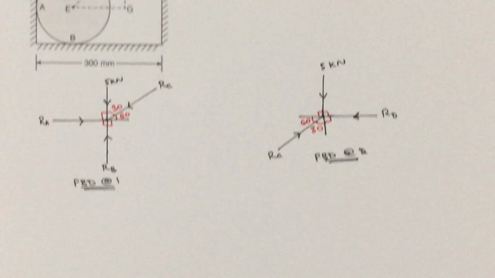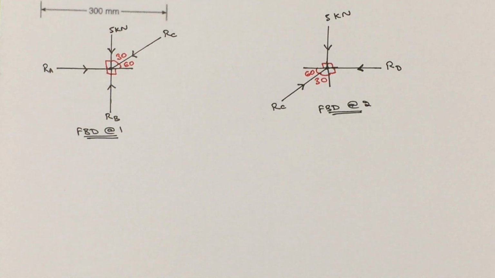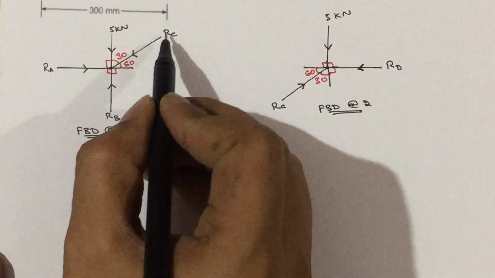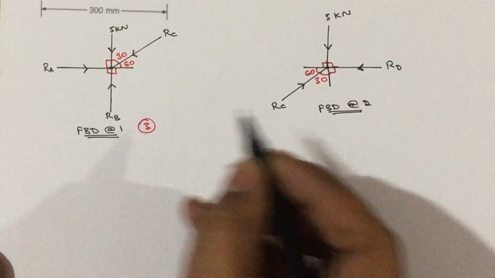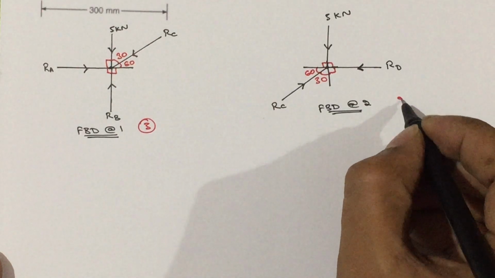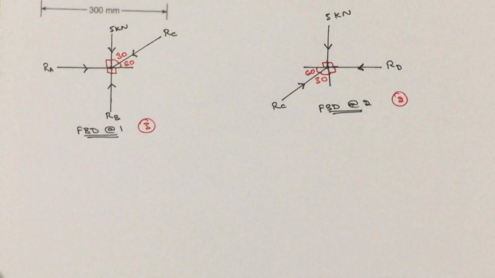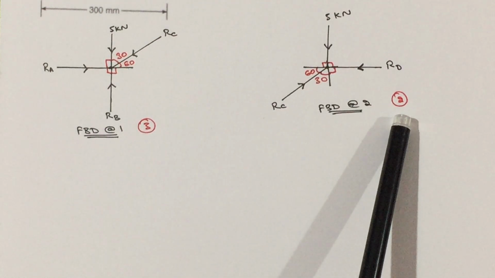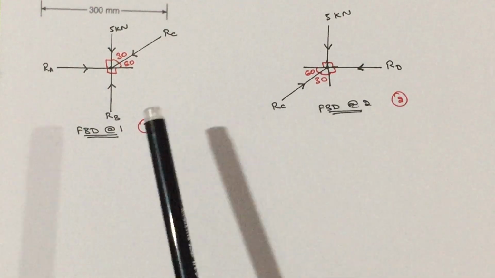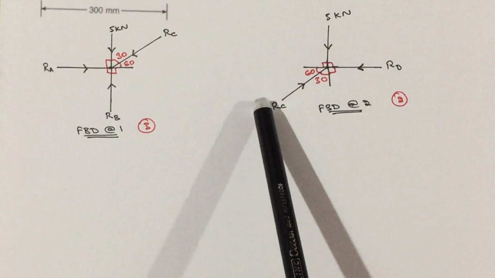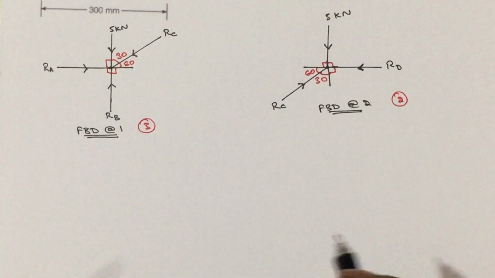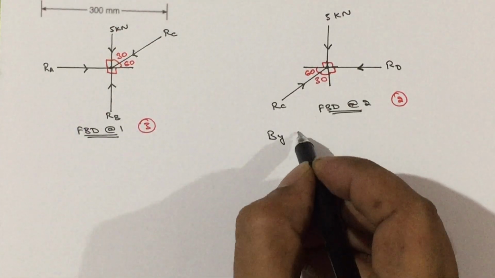So once we have drawn the free body diagrams, then we need to choose which free body diagram to solve first. For that, count the number of unknowns. Here we have RA, RB and RC, 3 unknowns. Here we have RC and RD, 2 unknowns. So choose the free body diagram which has fewer unknowns and solve the problem. For that, choose the method. Which method? Lami's or equilibrium. For that, count the number of forces: 1, 2, 3. Unknowns 1, 2. So we can make use of Lami's theorem.